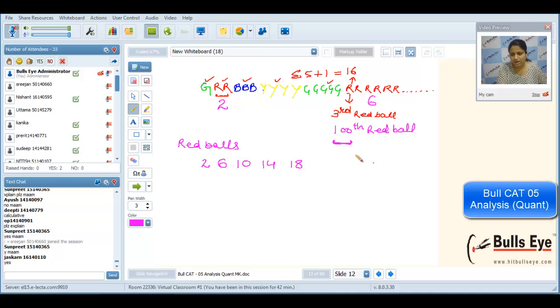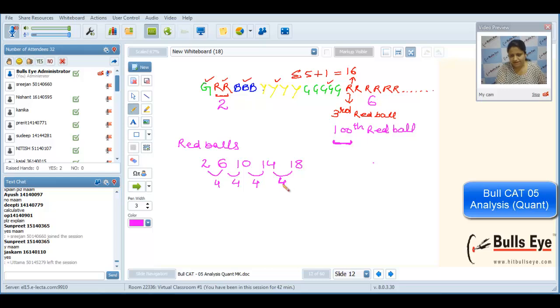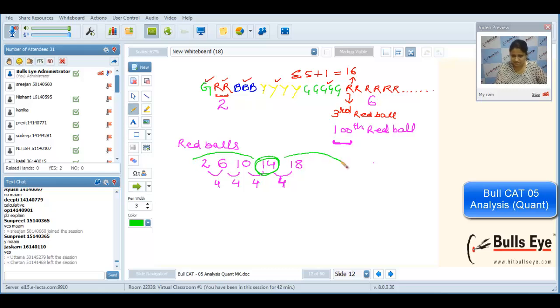And we want to go up to the 100th red ball. You can see this is an AP with a common difference of 4. So first of all, we want to know at which term the sum will be 100. Either you apply the formula or we can use the average thing in AP. We know that in an AP, the average is the middle term. If we take 14 as the middle term, of course, before 14 there are 3 terms. After 14 there should be 3 terms. It means in total there will be 7 terms. Are you getting me or not?